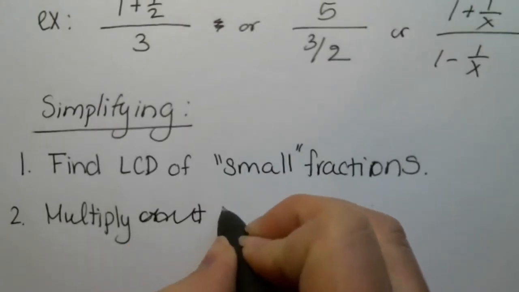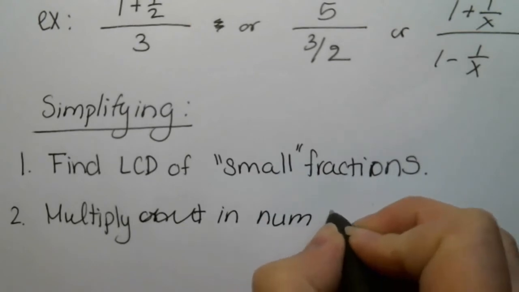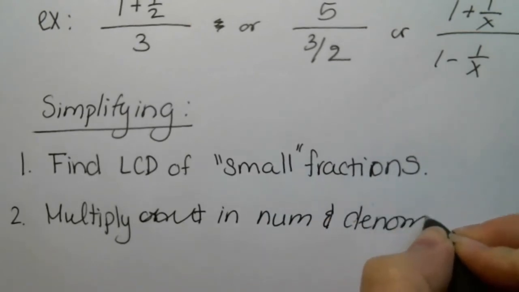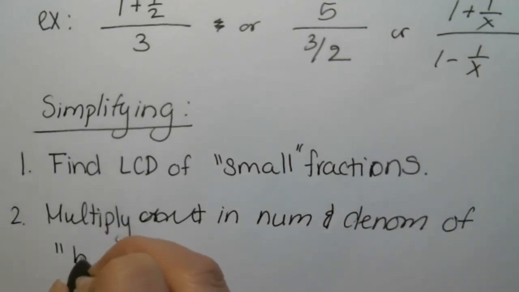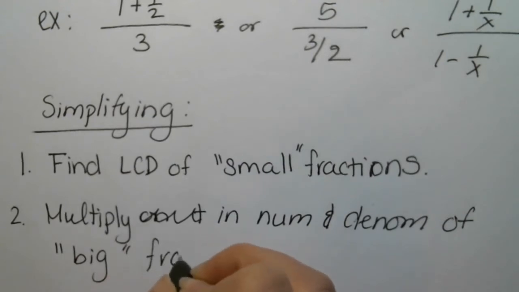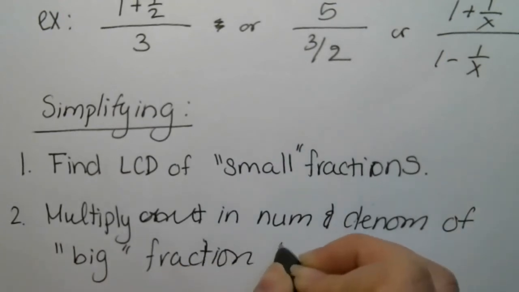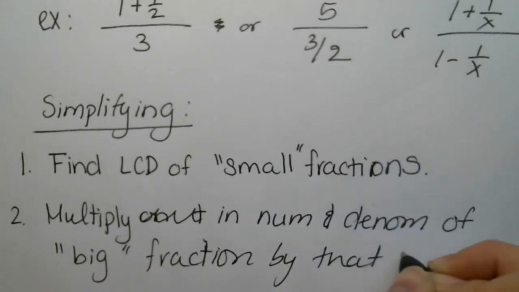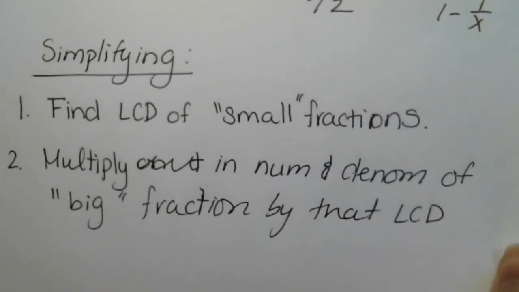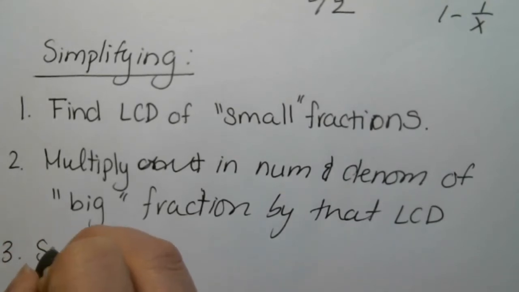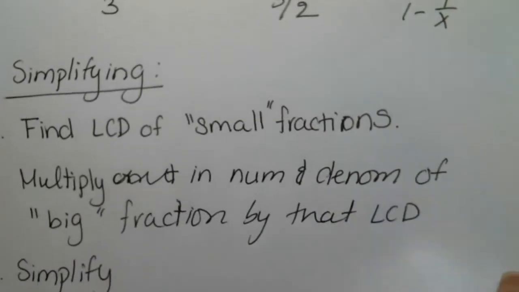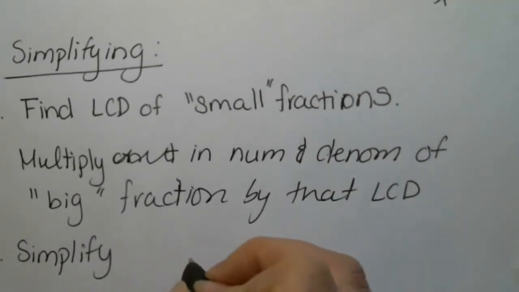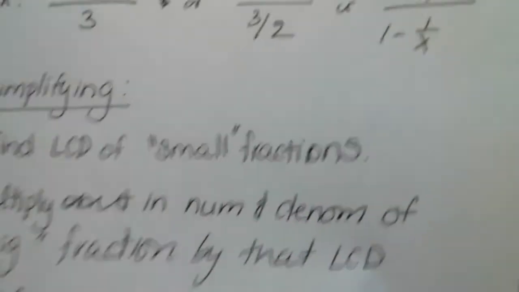Okay, so you find the LCD of those, then you multiply in the numerator and the denominator of the big fraction by that LCD. Okay, then you're going to simplify. Okay, and you should have no more compound fraction. Okay, all right, so let's see some examples.